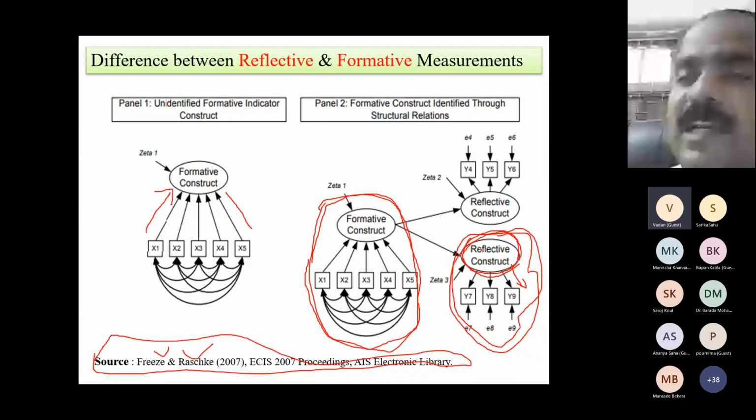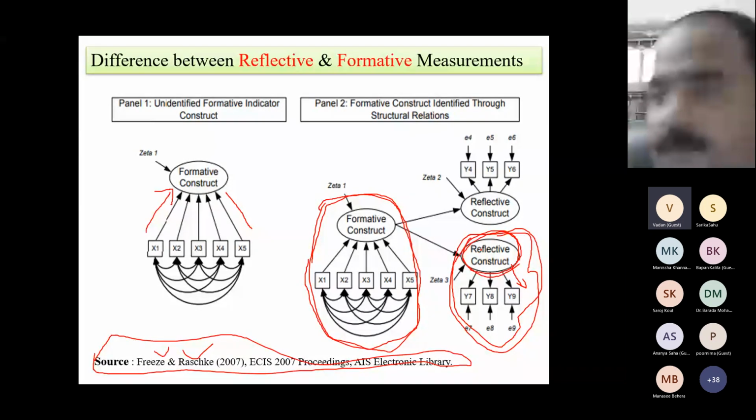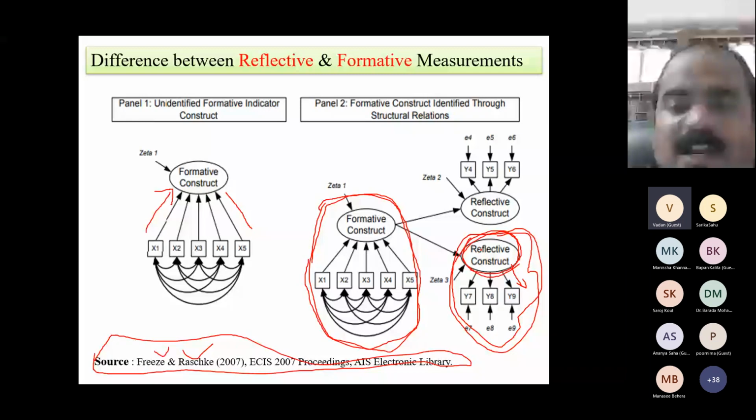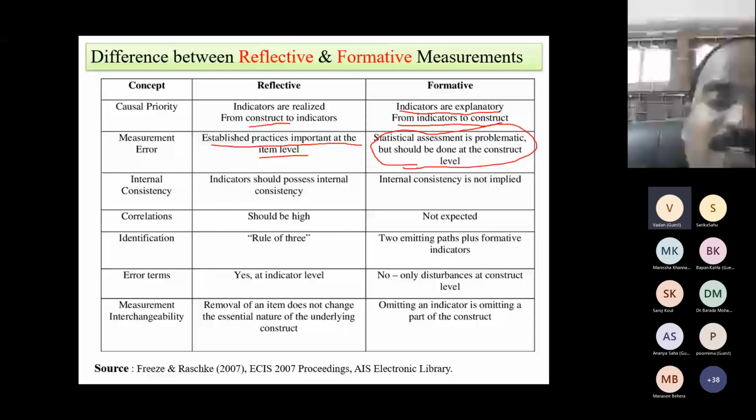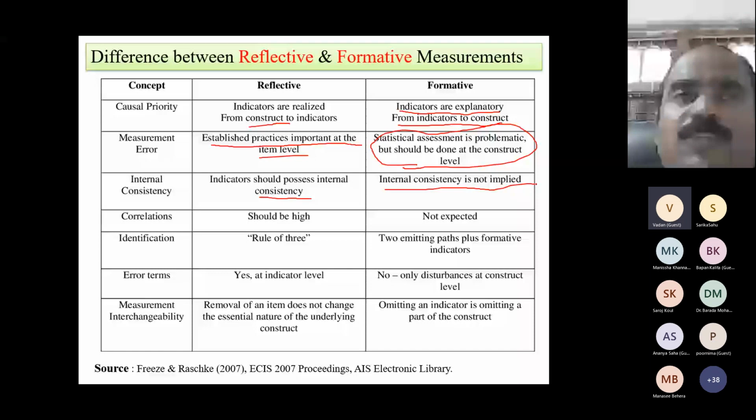However, in some articles you can see both the reflective and formative have been adopted, but the recent researchers are not obeying this. They are saying no, it should not be. Okay, let us go backward. Indicators should possess internal consistency in the case of reflective, but such internal consistency is not expected here, because x1, x2, x3, x4 are causing something. There is no meaning of internal consistency.